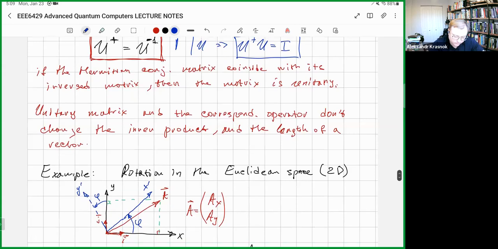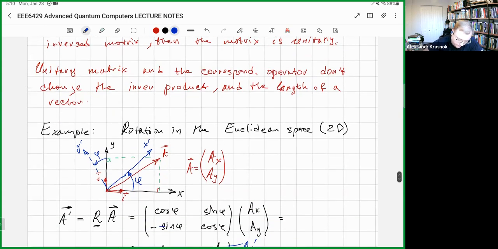The unitary matrix is a very important kind of matrix that describes an operation in linear vector space that keeps the inner product of two vectors unchanged. You apply this operation on any vector, it rotates the vector but doesn't change the length of the vector, and also doesn't change the inner product, the dot product, of any two vectors.